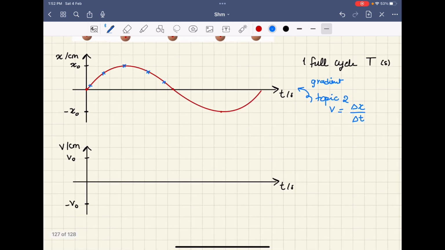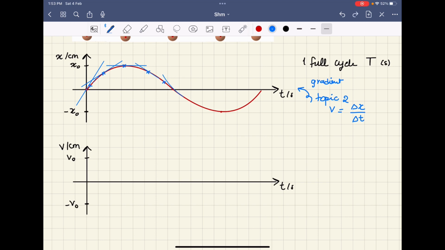Take for instance the gradient at this point here. The gradient is the tangent at this point, and it shows a very high gradient. As we trace it, you can see that the gradient gets smaller. Now the gradient at this point is equal to what? It's equal to 0. The gradient once again starts to increase, but in the negative sense.